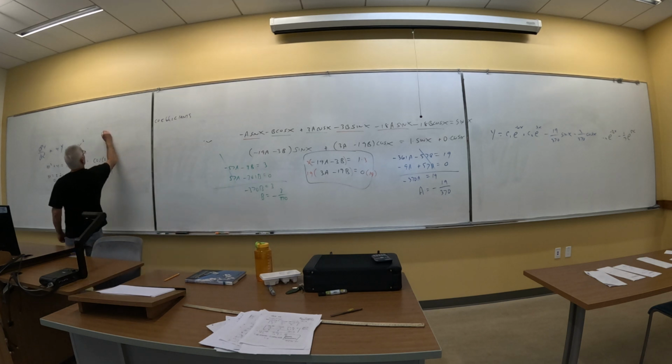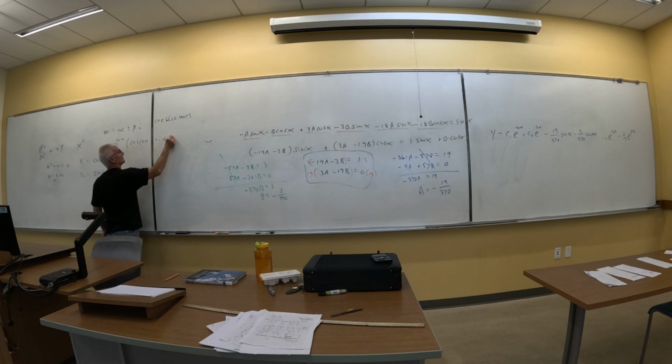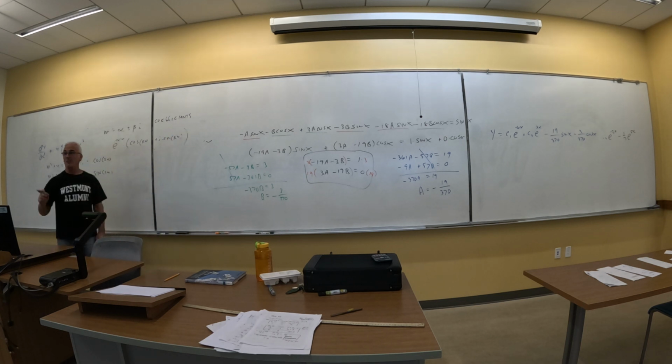A reminder: when m was alpha plus or minus beta i, then we know the solutions are of the form e to the alpha x times e to the i beta x, which is cosine beta x plus i sine beta x. You guys remember this? We did this big derivation. But then when we messed with the coefficients, we got back to here. So just go directly here.